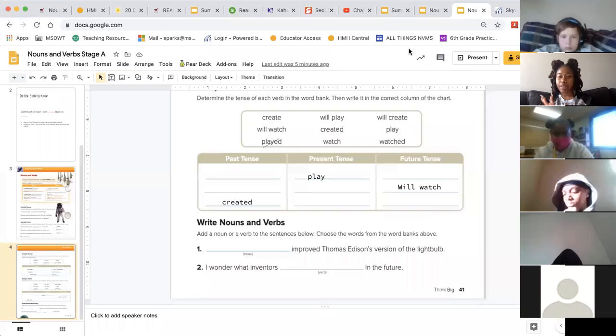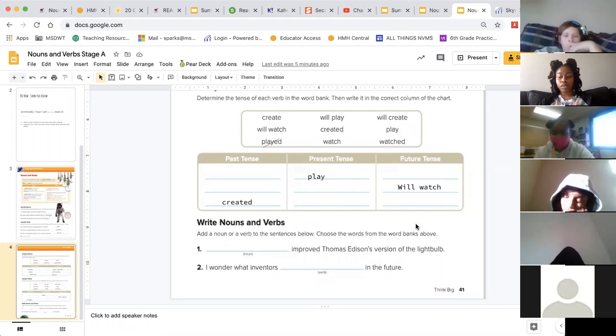Like I said, you guys didn't read this story. This is from my other class's story, but I thought this activity was very needed. So here they have noun. It says add a noun or a verb to the sentences below. Choose the words from the word banks above.